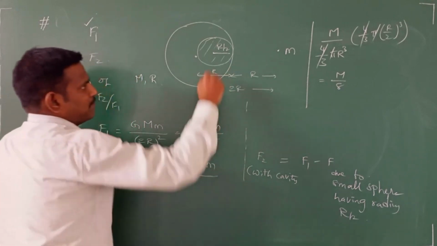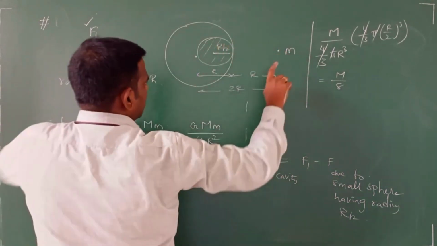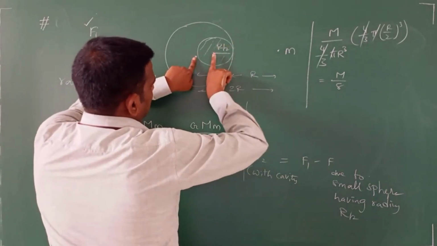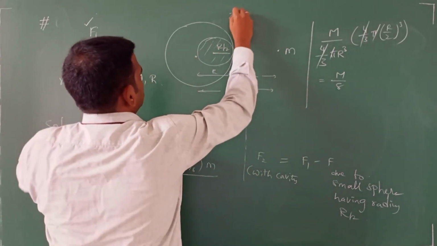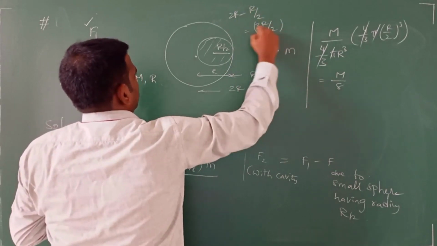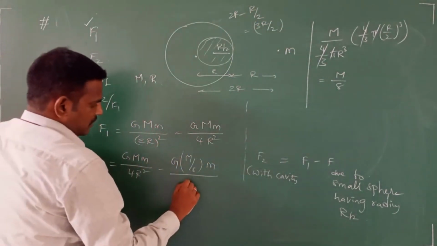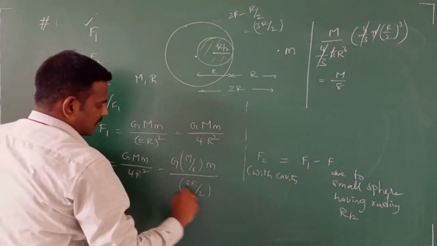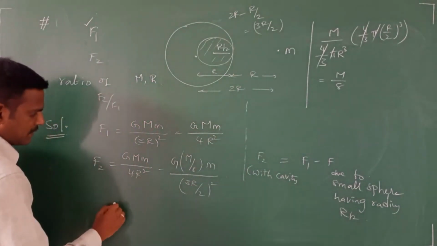Now what is the distance between the center of this and center of this? The whole distance is 2r, and from that r by 2 I have to subtract. So 2r minus r by 2, totally how much? 3r by 2, and that will substitute back. So 3r by 2 whole square, right? Now let us simplify this one.